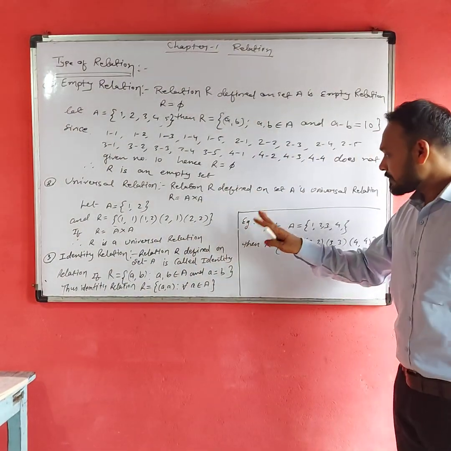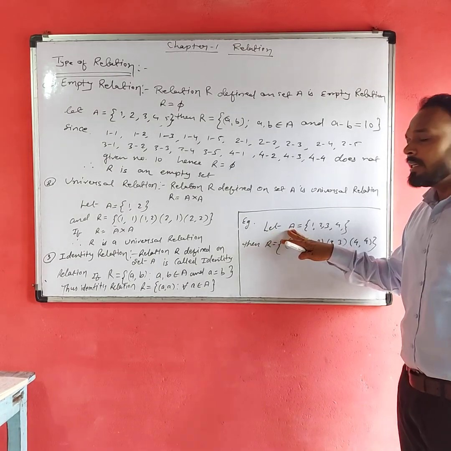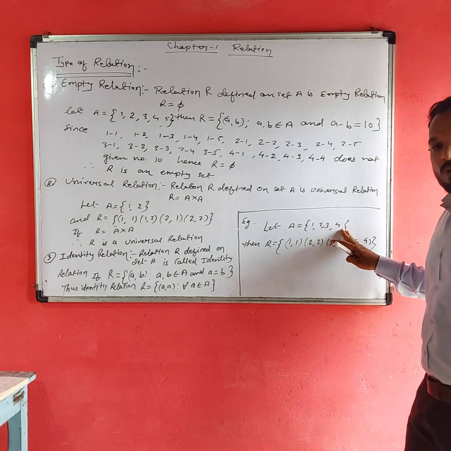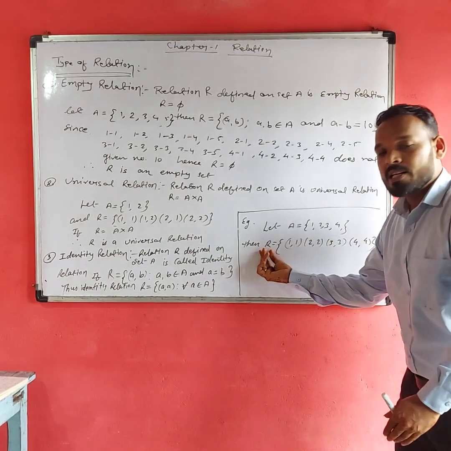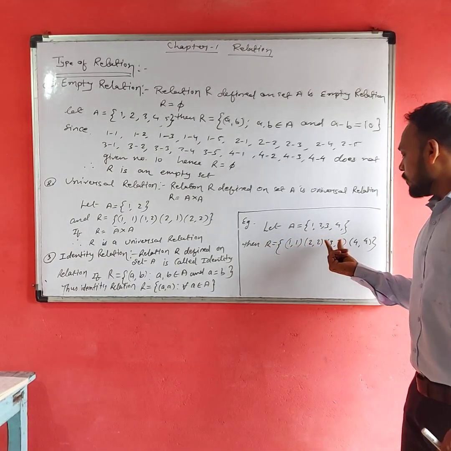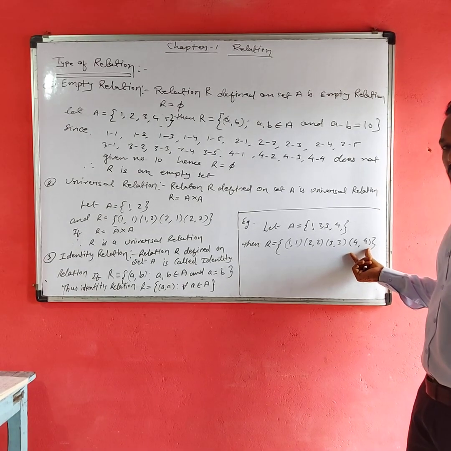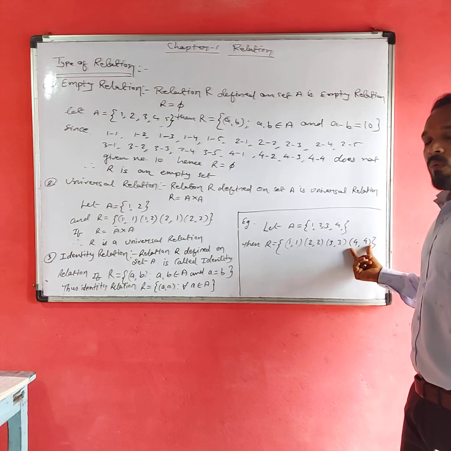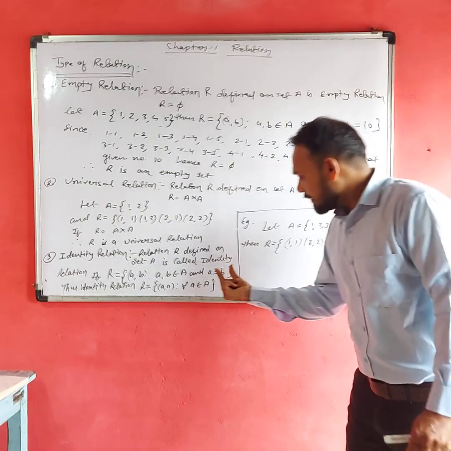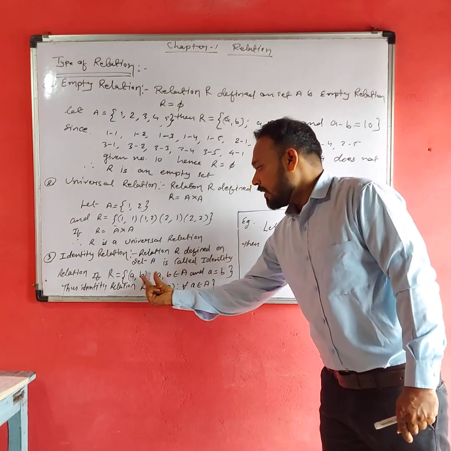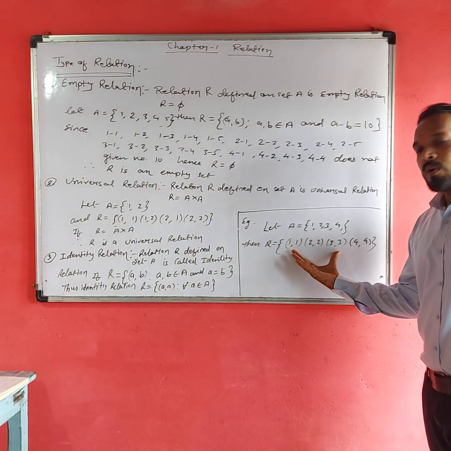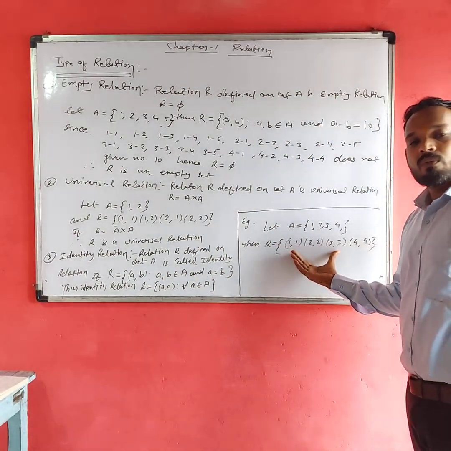Let's take an example. Let A be equal to {1, 2, 3, 4}, and we make the relation {(1,1), (2,2), (3,3), (4,4)}. Why? Because we apply the condition a is equal to b, and both belong to A. So the relation is (1,1), (2,2), (3,3), and (4,4). Okay?